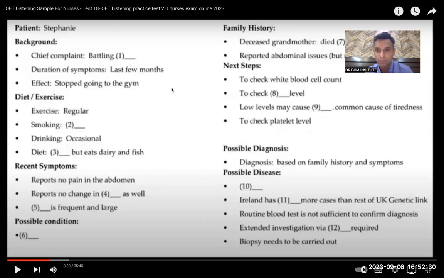So a non-smoker, so does not smoke. That can be the answer. Smoking, exercise regular. Smoking, not applicable. But again, we will write does not smoke, because this is the exact word she has spoken, does not smoke.